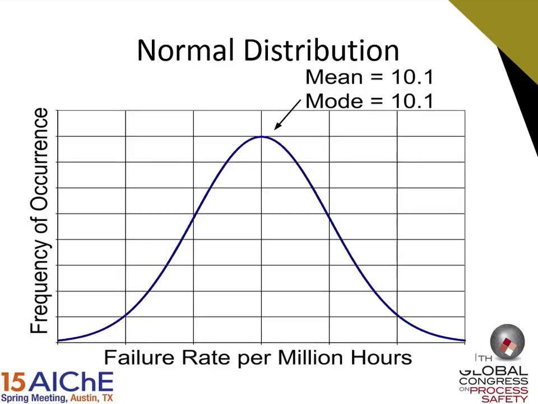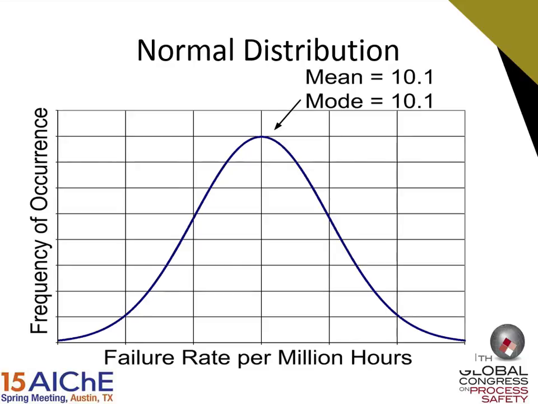It's 50%. Half of the curve is on one side of the mean, half of the curve is on the other side of the mean. Okay, so if you design at a point right in the middle of your curve, then half of the time it will work better than what you expected and half of the time it'll work worse.